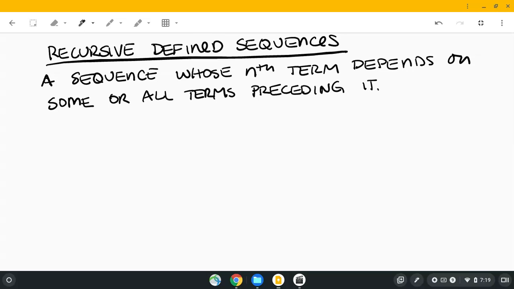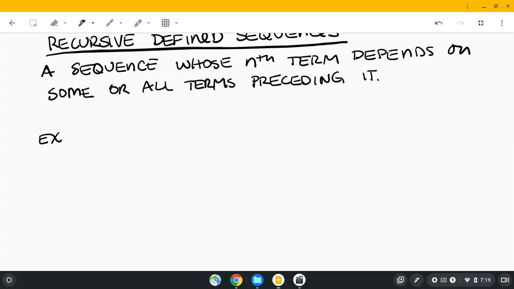Okay, so let's take a look. If I give you the first term and I tell you that it's 1, and I give you the nth term formula, which is a recursive formula, and I say that your nth term formula is 3 times the term before it, plus 2. Okay?